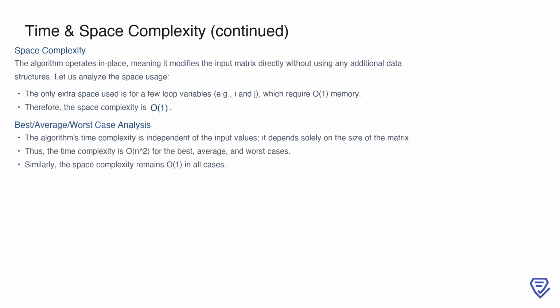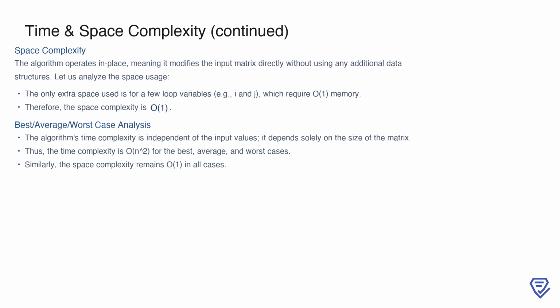Now let's evaluate the space complexity. This algorithm operates directly on the input matrix, modifying it in place without allocating any additional data structures. The only extra space used is for loop variables, such as i and j, which require constant memory. As a result, the space complexity is O(1).